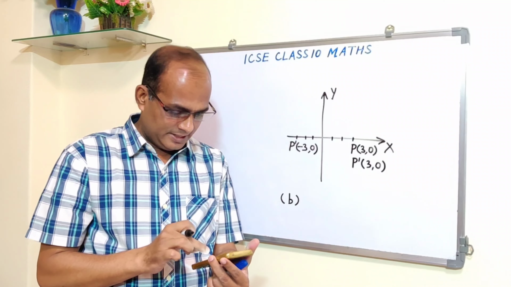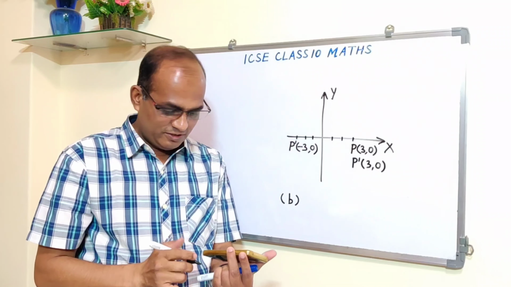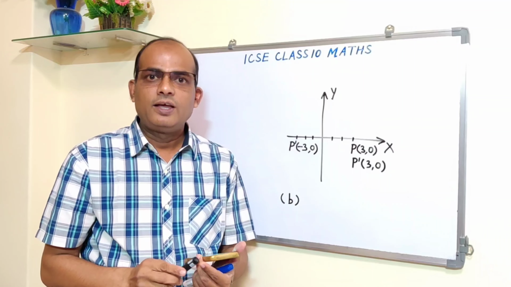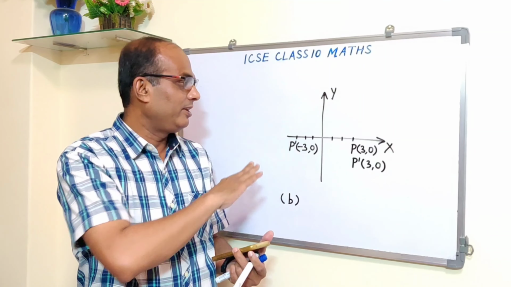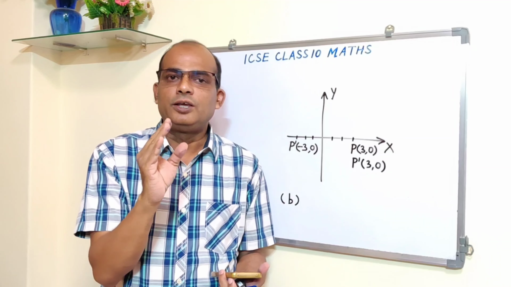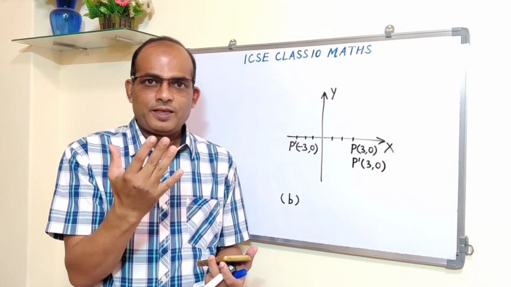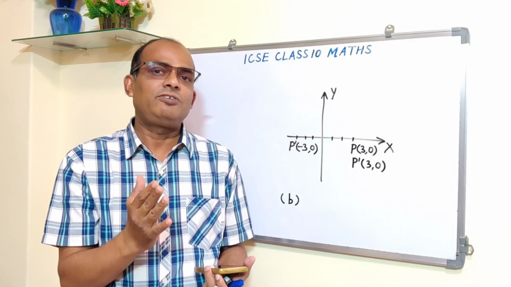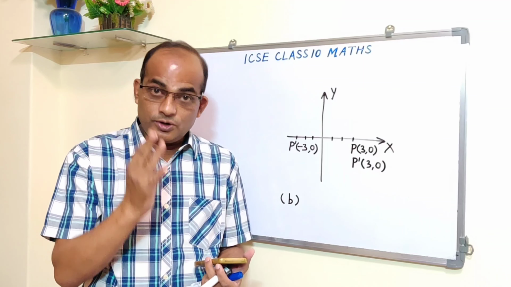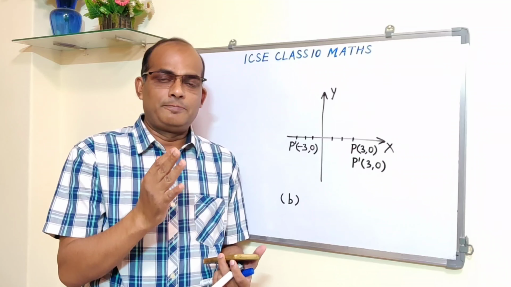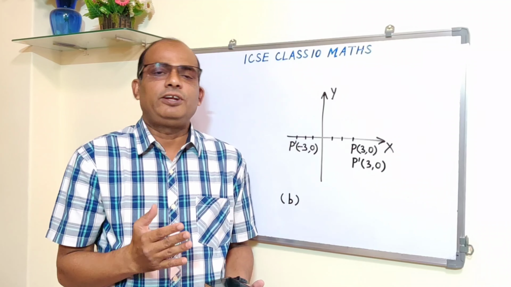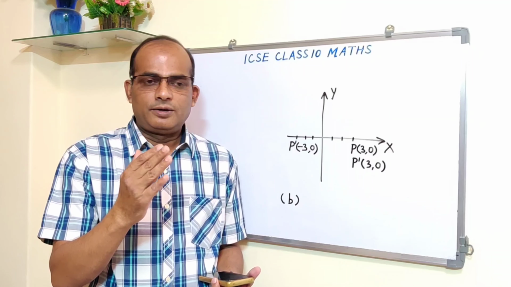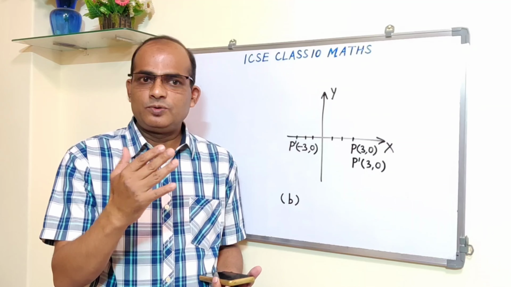Now there are 2-3 more questions from the coordinate geometry that I'll discuss in my next video. I hope this is very, very clear, and you should know the coordinates of the point when it is reflected in the x-axis, when it is reflected in the y-axis, when it is reflected in the origin, when it is reflected in the line x is equal to a, when it is reflected in the line y is equal to b.